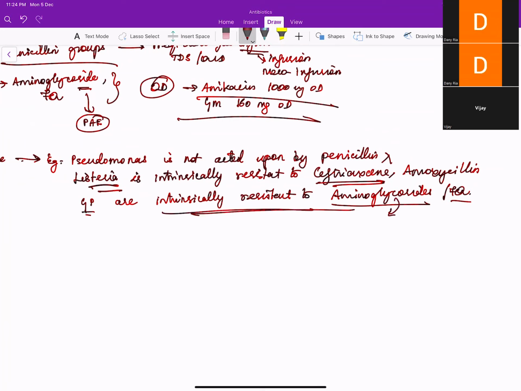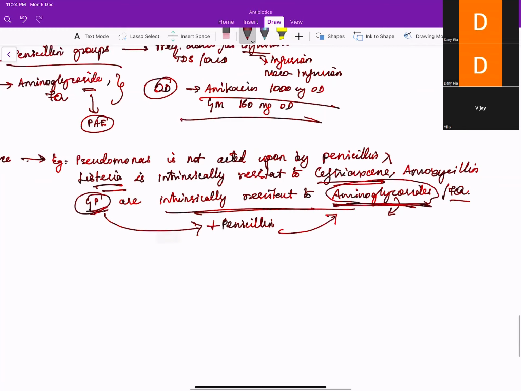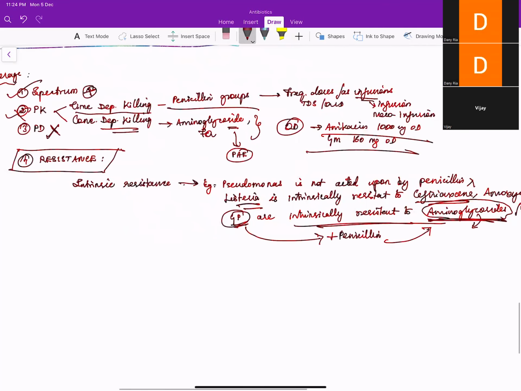Aminoglycoside is a drug which acts by inhibiting protein synthesis. For organisms with thick cell wall like gram positive, it is not going to penetrate at all. That is why if we are going to give aminoglycosides for gram positive infection, we must give another antibiotic to break the cell wall. All penicillins break the cell wall. So if aminoglycosides have to work for gram positive, they have to be given with penicillin. This is the concept about intrinsic resistance.